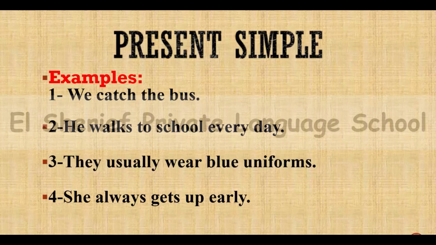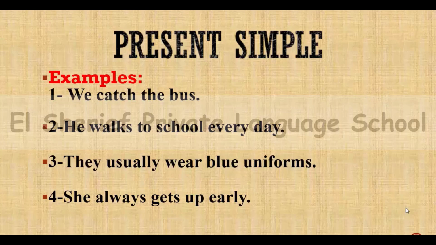And sentence number 3, they usually wear. The verb wear, we didn't add anything. But the last one, she always gets. Gets, we add s. So look at the first sentence again. We catch. The verb catch, we didn't add anything to it. We didn't add s or es or ies because the subject is we.